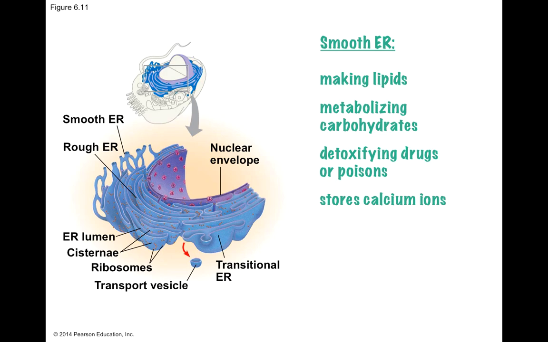Because the rough ER has the ribosomes, it's basically a protein factory for the cell. Its main function is to collect the proteins that are being made from the ribosomes inside the lumen. From there, they're packaged into transport vesicles and shipped off to either the cell membrane or to the Golgi, where they can be further modified. So any cell whose job it is to make proteins to be secreted will have a lot of rough ER.